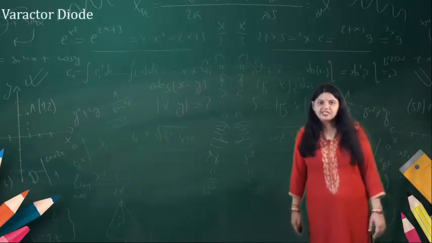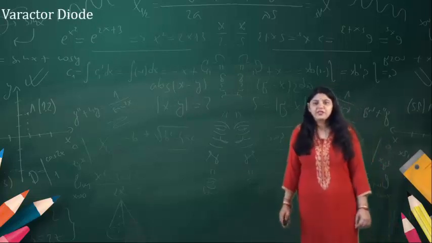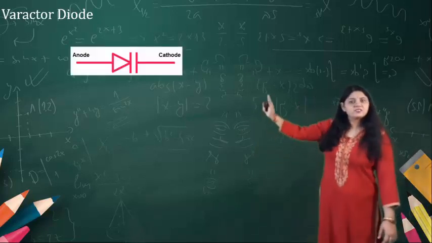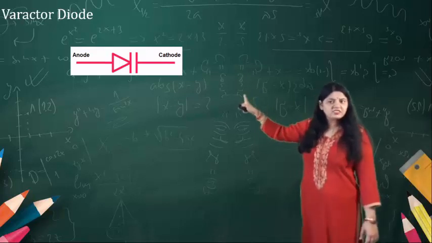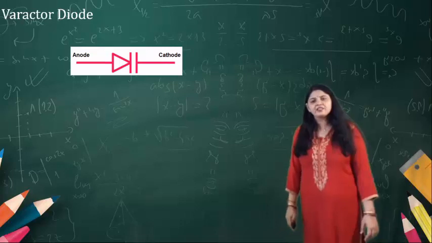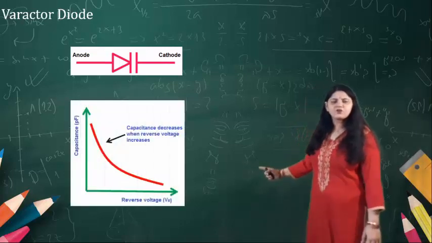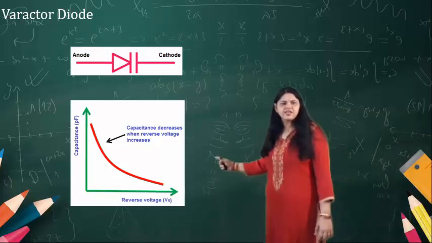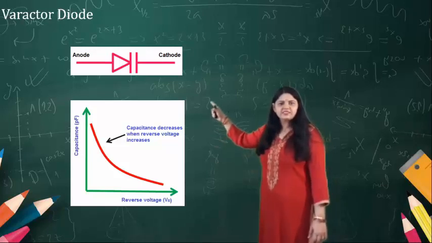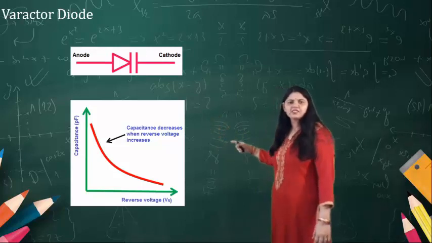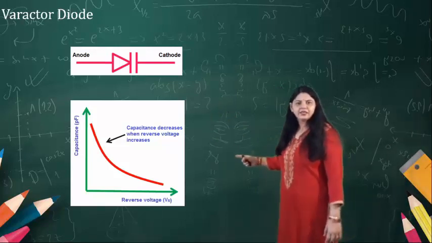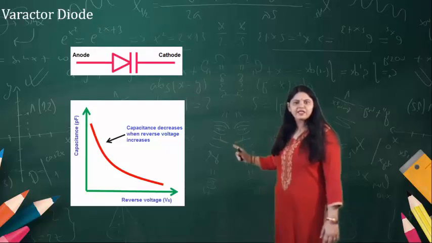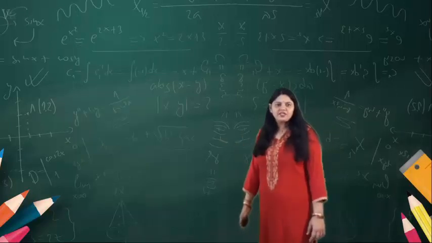Now the next is the Varactor Diode. In the parametric amplification of microwaves, Varactor diodes can be used. This is the symbol of the Varactor diode, which consists of an anode and a cathode. This is the characteristic of the Varactor diode. As you can see, when the reverse voltage is very small, the capacitance value is more. While you are increasing the reverse voltage, the capacitance value decreases. This property of the Varactor diode can be used in parametric applications of microwave devices.